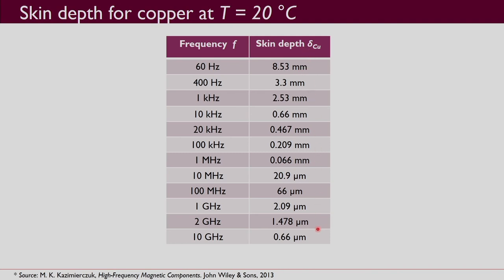So, this is a table which shows how it varies with frequency at 20 degrees C. You can see here, as the frequency increases, your skin depth reduces. That means the current is confined more to the surface as your frequency increases. So, that obviously means that the resistance of the conductor will increase as the frequency increases.